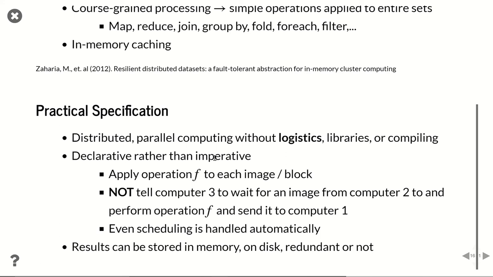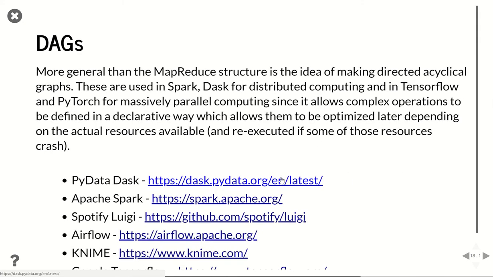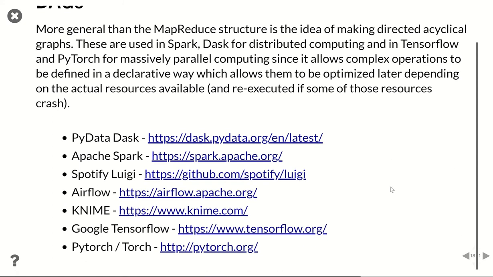And so it's all very declarative: apply this operation to each block, and it's never tell computer 3 to load the data set from computer 2 and copy it to computer 1. All of that happens internally in the framework. You just focus on defining the task that needs to be done. Dask is one of the newer tools, and it's available in Python and all written in Python for doing these kinds of analyses. It's very similar to Spark, but not quite as developed. We'll use that for all of our examples because it's very easy to show, but there's a number of other tools which operate in similar ways.